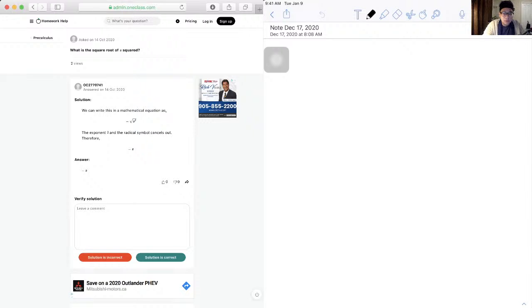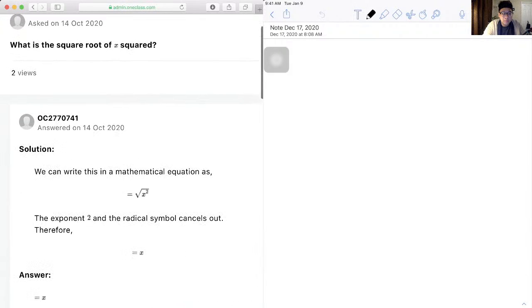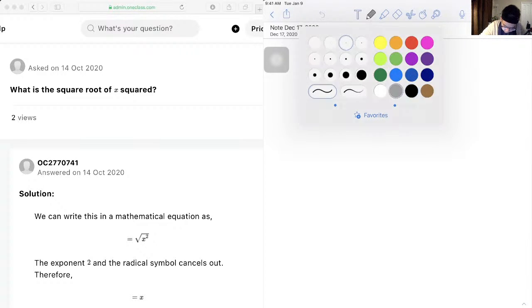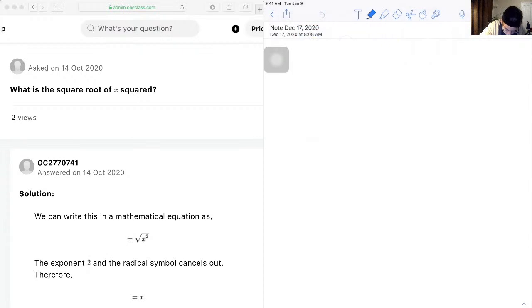So the first question is asking us, let me zoom in a bit. What is the square root of x squared? Okay, let's copy down the question.